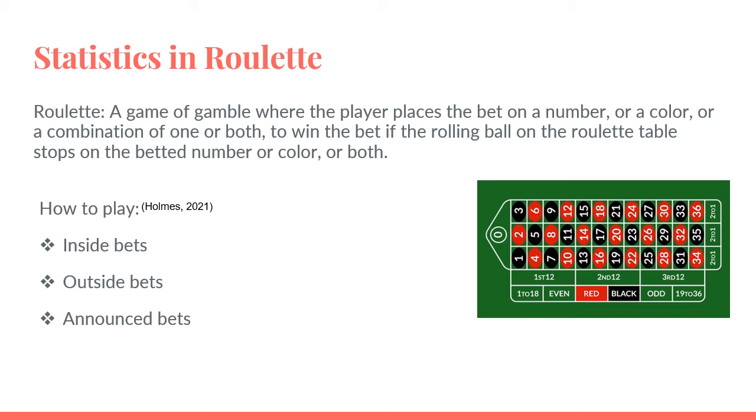an outside bet, that is to place a bet on the color of the number, or a group of numbers such as even or odd, or an announced bet, thought to be an advanced move, but these involve complex patterns of numbers and colors to cover a big area for a big payout.